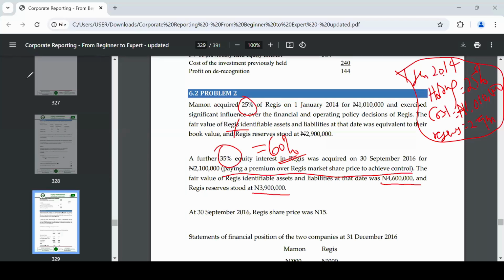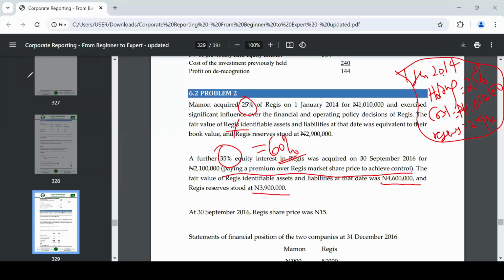that we paid a premium over Regis market share price. That indication will tell me that they are likely going to tell me what is going to account for that premium. Why did we pay a premium? It's indicative that we may have fair value adjustment. So I'm just going to keep that in mind.